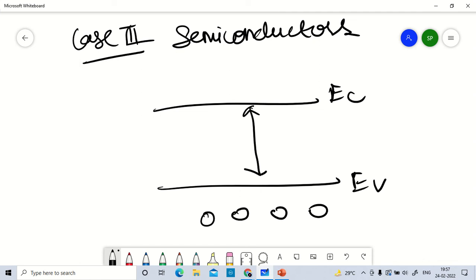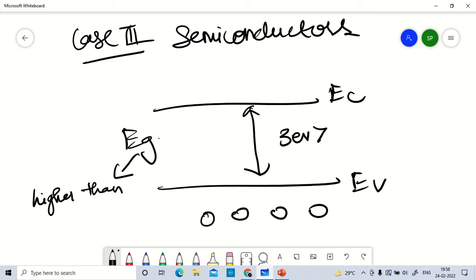Now this gap is lower than 3 electron volts. There is a good amount of gap. The energy gap is not that small either, but it is higher than in metals and lower than in insulators.